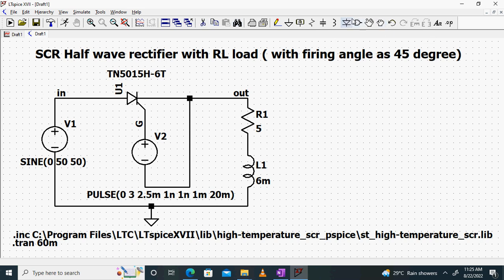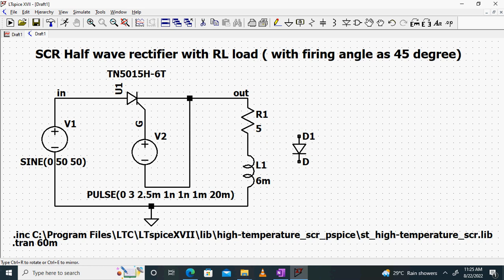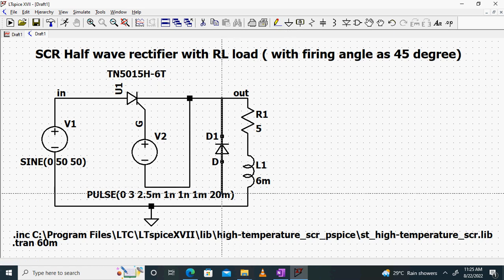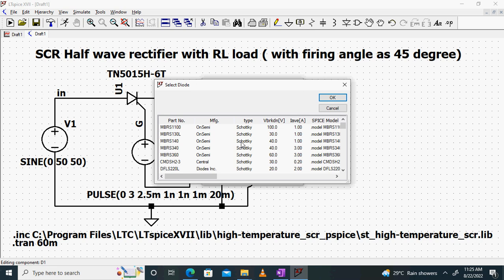So let us go to the components and type diode. I have to add it in a reverse direction, so I'll press Ctrl R. I have placed the diode, and let me add it in parallel to the load. Now I'll right click on the diode, and I have to select the power diode with a higher rating. So I right click over here, click on pick a new diode, and there I'll search for a diode with a higher breakdown voltage. That will be a power diode.